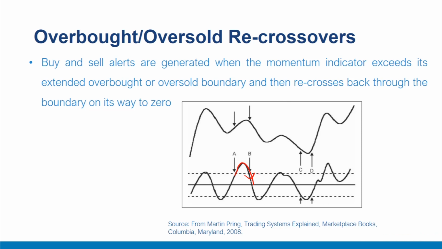This approach filters a lot of premature buy and sell signals generated as the indicator just reaches its overextended boundary. But one should still wait for a trend reversal in the price itself before taking action. For example, price itself should also reverse. Here it reaches the oversold level, crosses and recrosses back to zero, but after this recrossover we can also see the price itself reversing.